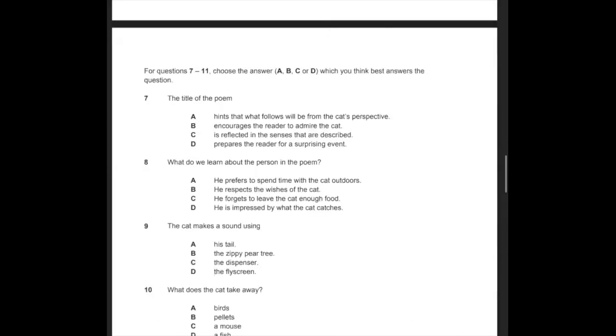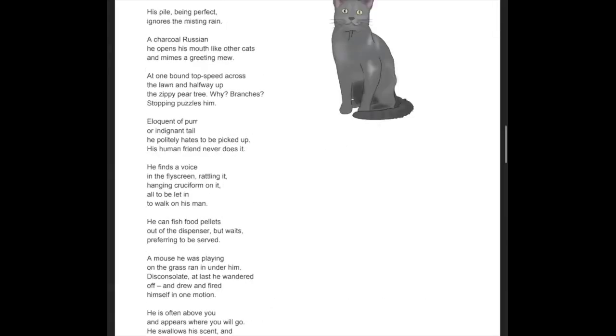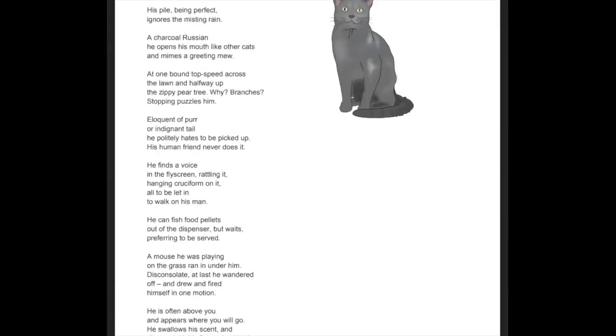Question 8, what do we learn about the person in the poem? Well, most of the poem is actually about the cat itself. Not much is about the person. So when I go back and I find words that relate to this person, maybe I can see walk on his man, his human friend. Those seem to be the most important things that talk about the person themselves. The best giveaway for this question is actually this paragraph here.